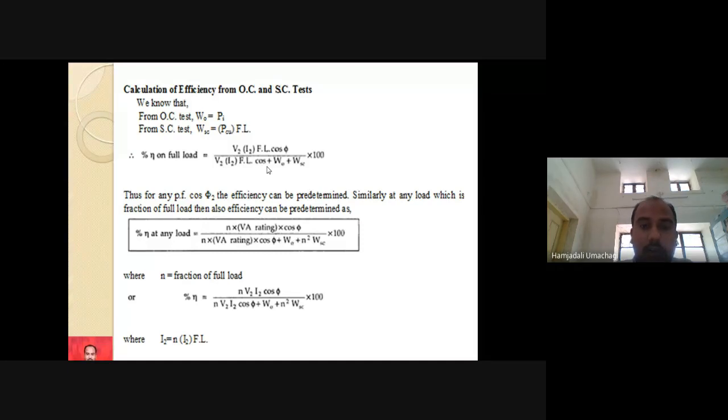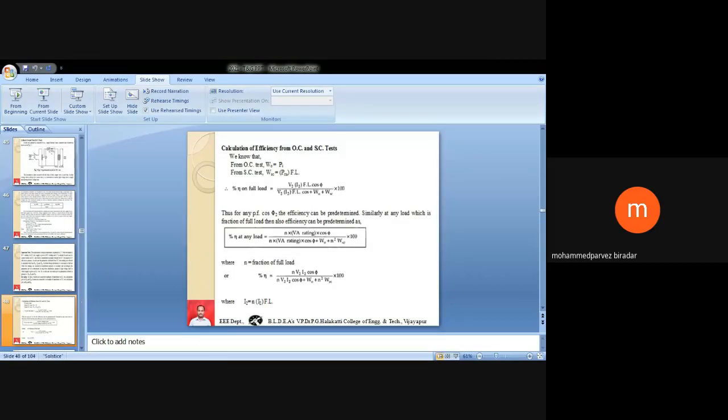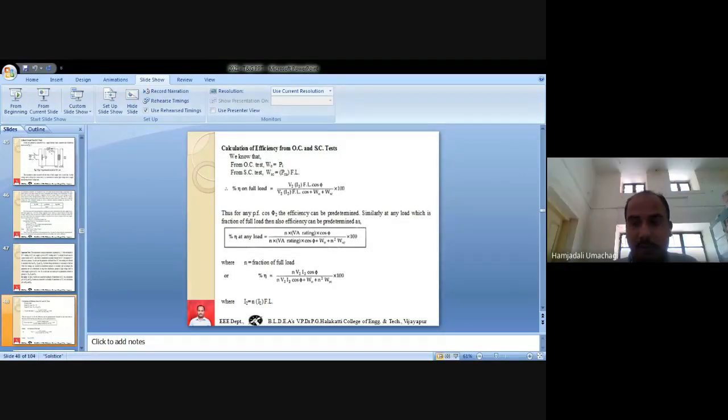Shall I move to the calculation of regulation now? We have seen how to estimate efficiency. Now let us see how to estimate regulation using OC SC test equivalent circuit parameters. Shall I move to the next concept now? Boys side, what is your response? Yes, sir. How many of them are present? 38. Okay.